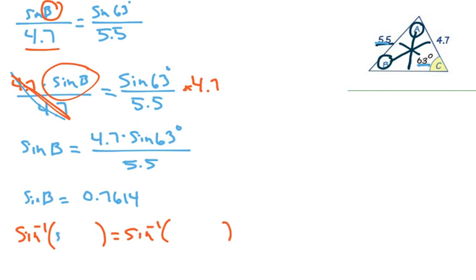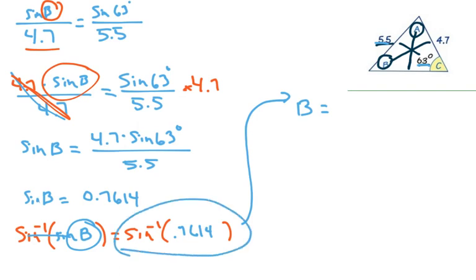So the sine of B and 0.7614. Now this is going to take us up here. And once I did that, essentially that is undoing, right? The sine gets eliminated and I'm just left with a B. So B equals, and now I need to compute that on my calculator.